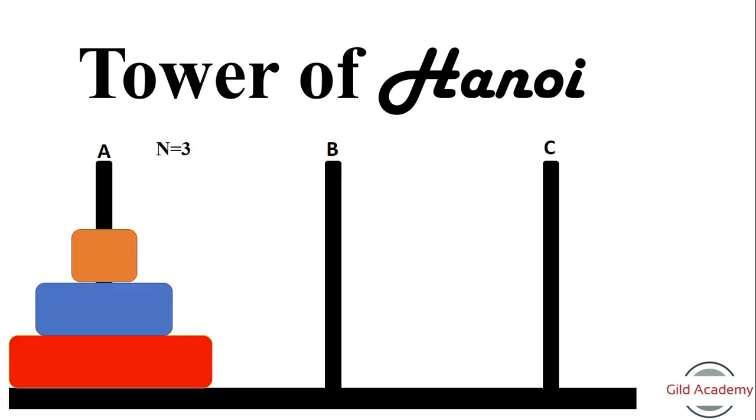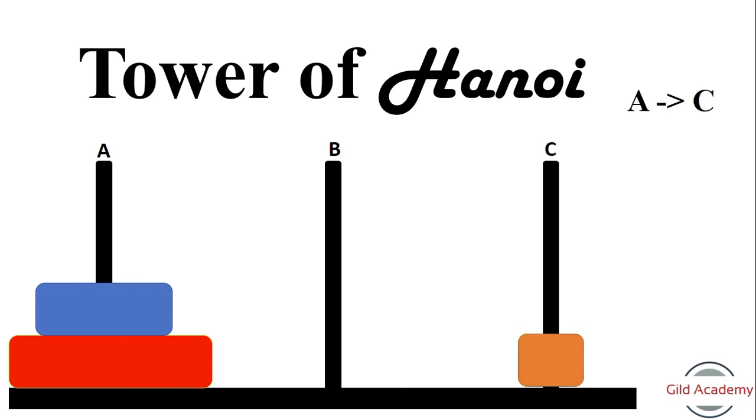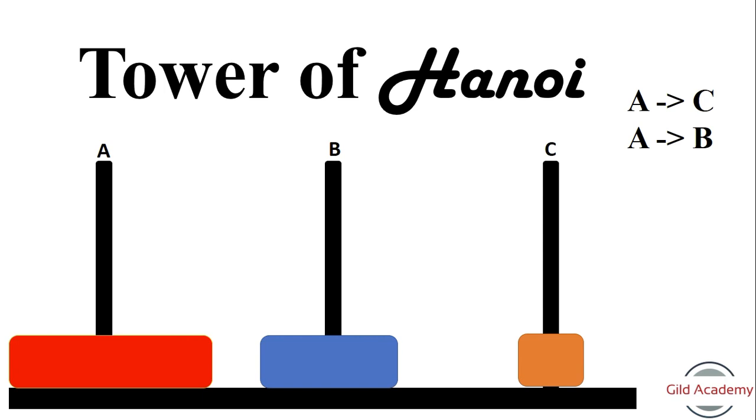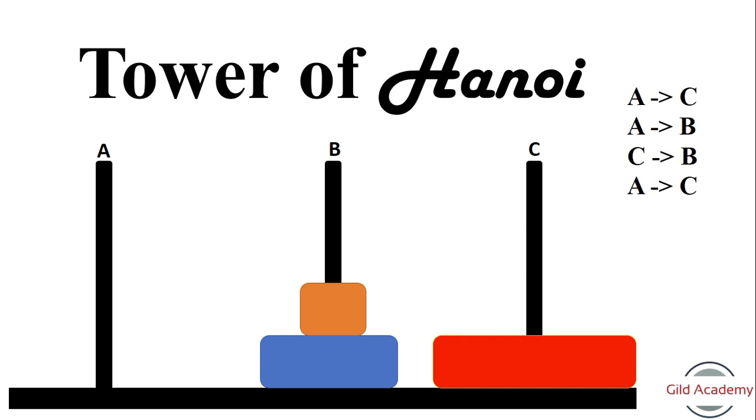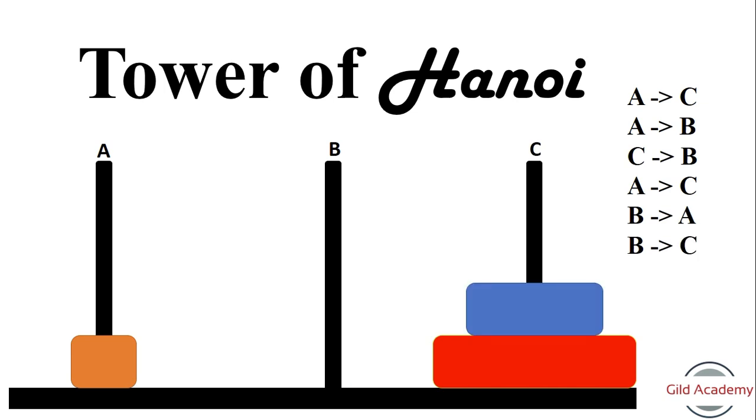Since we had already seen the solution for this problem earlier, I'll quickly browse through it. We move a ring from tower A to tower C, then move the ring from tower A to tower B, and we move the ring from tower C to tower B. Now, since the largest ring is available in tower A and tower C is empty, I move the ring directly from tower A to tower C. Now, in order to keep the condition for Tower of Hanoi intact, we move the ring from tower B to tower A, then move the ring from tower B to tower C, and finally move the ring from tower A to tower C to solve this problem.